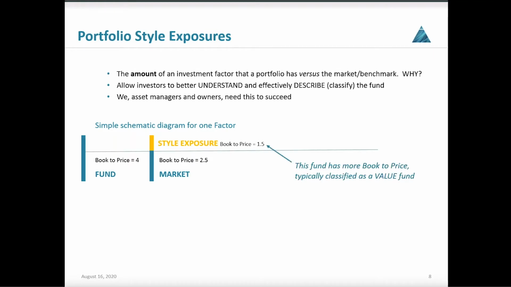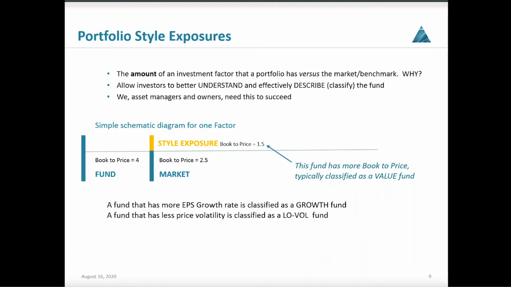Since this fund has more book to price, this is typically classified as a value fund. The idea is once we have style exposures, we're able to properly classify a fund and explain it to an audience who doesn't know anything about the fund. A fund that has more EPS growth rate could easily be classified as a growth fund. Again, we're putting labels on these exposures. Another fund that has less price volatility than a benchmark is going to end up being classified as a low vol fund.